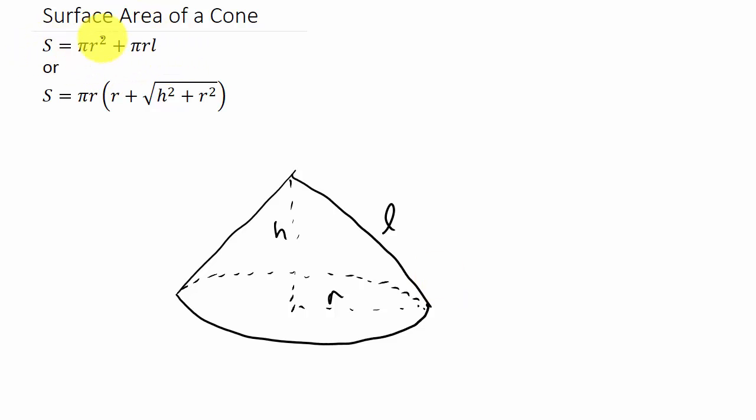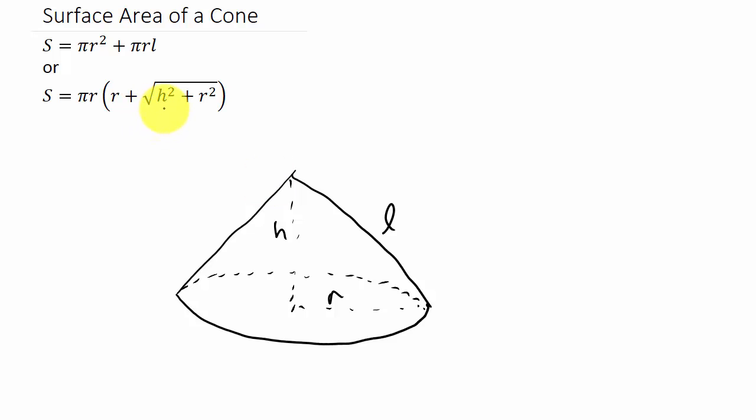But what if they don't give you the slant height of the cone? What if they give you the height of the cone? Well, that's where this formula comes in. The surface area is equal to pi times r, and then in parentheses r plus the square root of h squared plus r squared, where of course r is the radius of the bottom of the cone, and h is the height of the cone.